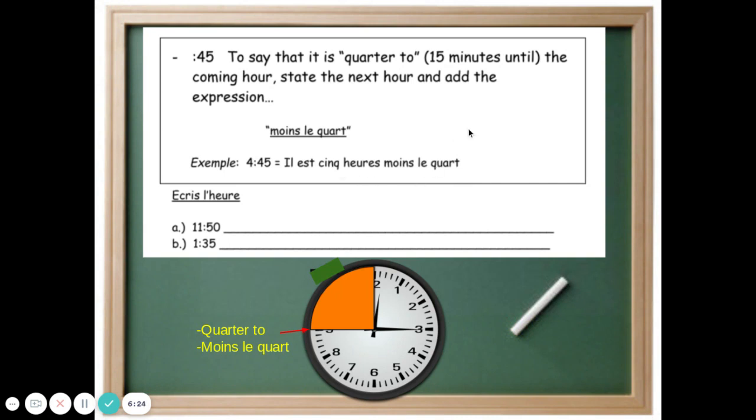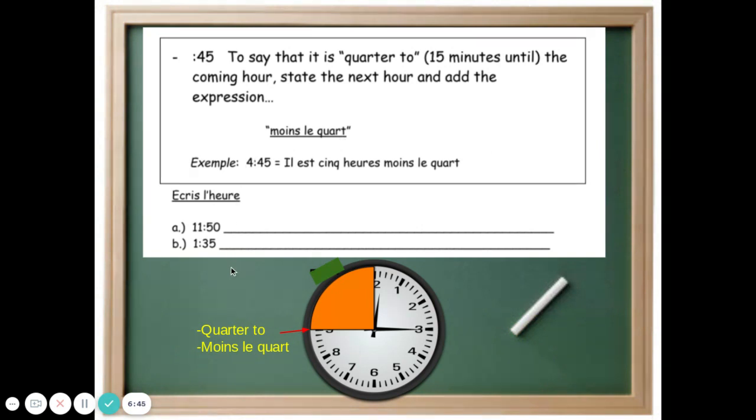So the special word for quarter, remember, was a quart on the other side. But on this side, you have to say le quart. So it becomes moins le quart. So think of our special words. You had a quart, et demi, and now moins le quart.